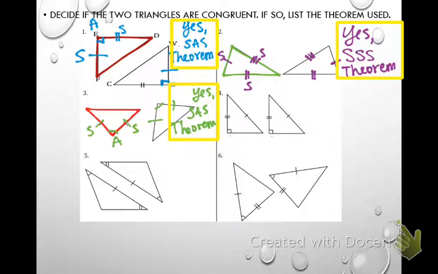What do we notice about number 4? We have a right triangle. So we should ask ourselves, is this hypotenuse leg? Are the hypotenuses marked congruent? Yeah, they are, says my hypotenuse. Is a corresponding leg marked congruent? Yes. So is this hypotenuse leg? Yes. So they're congruent by hypotenuse leg.